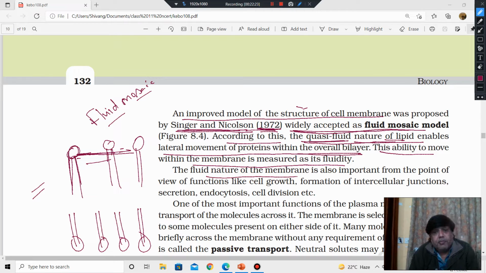The fluid nature of the membrane is also important from the point of view of function like cell growth, formation of intercellular junction, secretion, endocytosis, cell division.